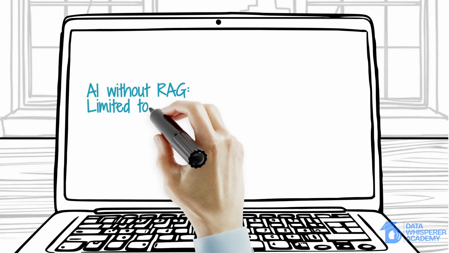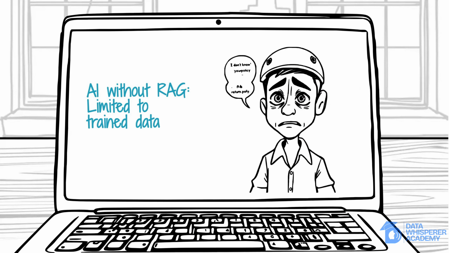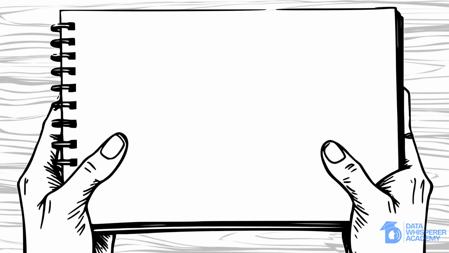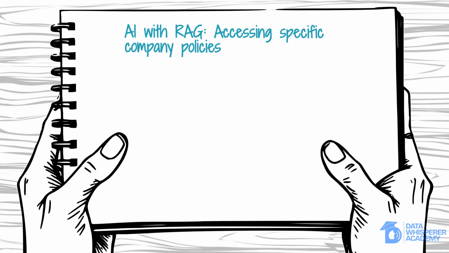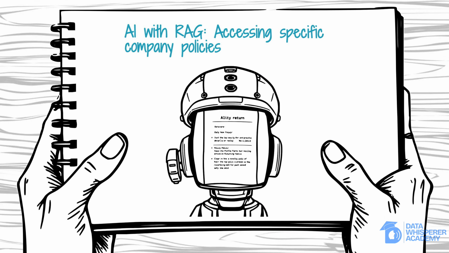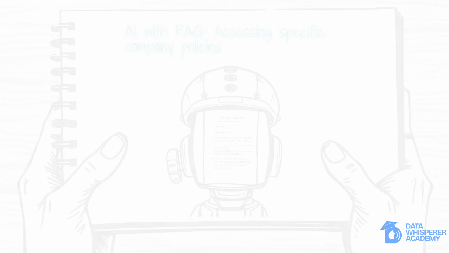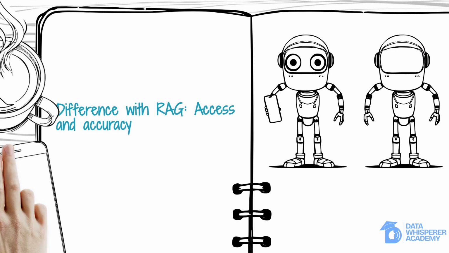Let me show you a real-world example so you can see why this matters. Let's say you work at a company with 1,000 internal documents. Without RAG, if you ask the AI, "What's our return policy for electronics?" the AI would say, "I don't know your specific policy," because it wasn't trained on your company's documents. But with RAG, you ask the same question, "What's our return policy for electronics?" And now the AI searches your documents, finds your actual policy, and says, "According to your policy document, electronics can be returned within 30 days with a receipt for a full refund." See the difference? The AI can actually access your information and give you accurate, specific answers.